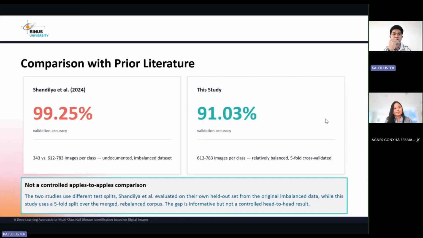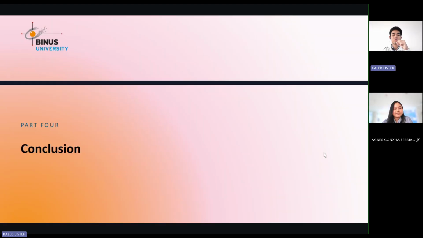Next, let's compare our results with the previous result, which reported 99.25% accuracy using the same dataset we use. After we apply the dataset merging process we explained earlier, our results came out to 91.03%. So there is a gap of about 8%. Our interpretation is this gap is not because the capsule net architecture is weaker, but because we removed the class bias that likely inflated the previous result. That said, we also want to be transparent that this is not a fully controlled apples-to-apples comparison since the two studies use different data splits.